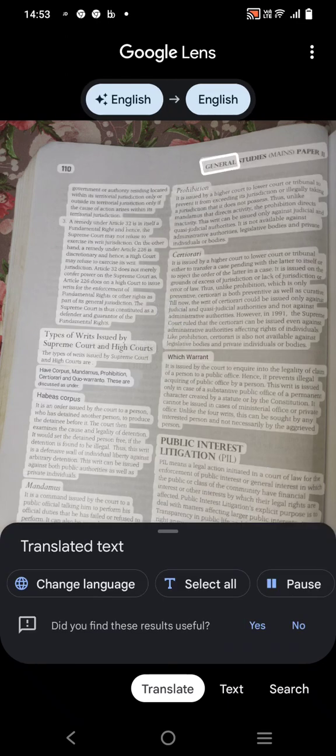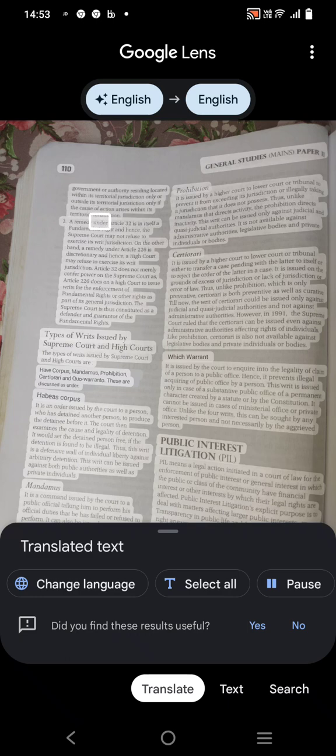government or authority residing or located within its territorial jurisdiction only, or outside its territorial jurisdiction only if the cause of action arises within its territorial jurisdiction.